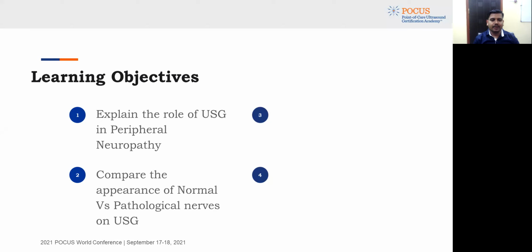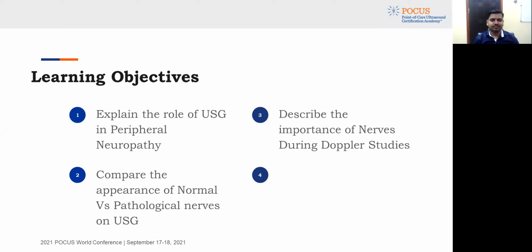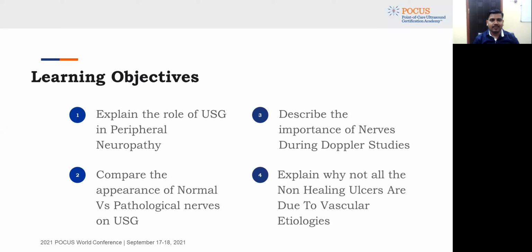We'll learn to compare the appearance of normal versus pathological nerve on ultrasound. I'll be emphasizing the importance of nerves while doing Doppler studies as well. And I'll explain why not all non-healing ulcers are due to vascular etiologies. Some of them may be due to neuropathic etiologies, or nerve etiologies.